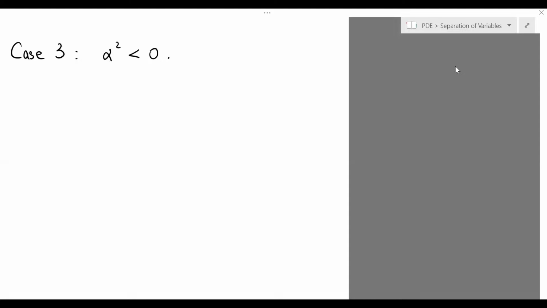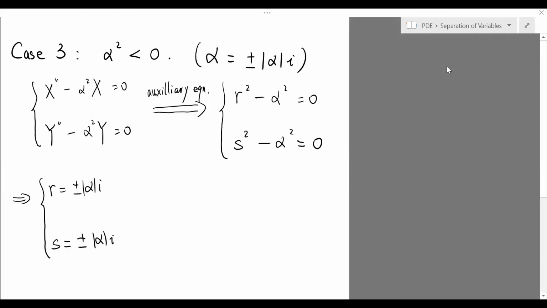Note that in this case, alpha must be a purely imaginary number, and we could express alpha as plus or minus the absolute value of alpha times the imaginary number i. Following the same procedure as in the last case, we conclude that the roots of the auxiliary equations are simply given by r equal to positive or negative absolute value alpha i, and s equal to plus and minus absolute value alpha times i.